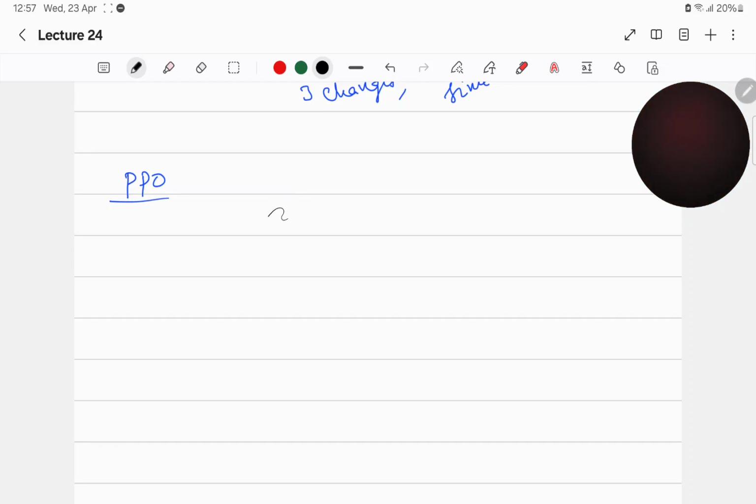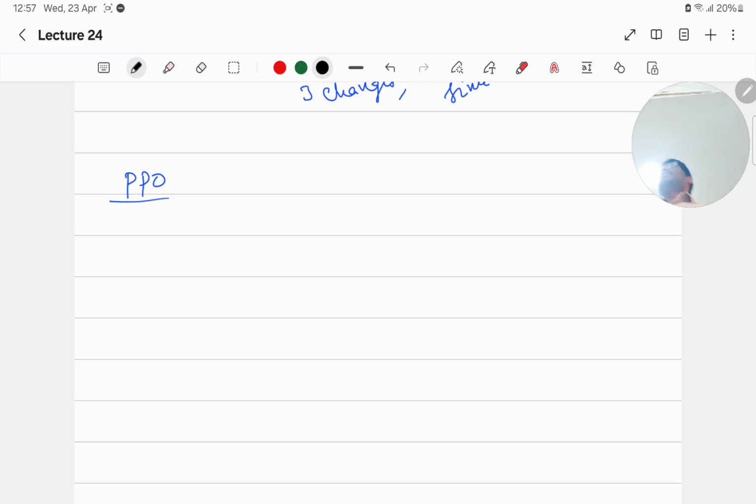So PPO is an on-policy algorithm which will iteratively update the policy parameters. Let's say at some point of time theta k is the parameter that we have for the policy. That is the policy we currently have, pi theta k. And let's say A pi theta k is the advantage function that you have currently.